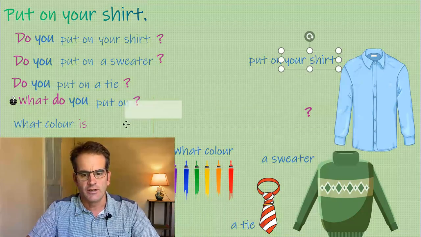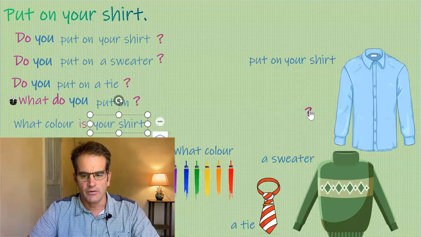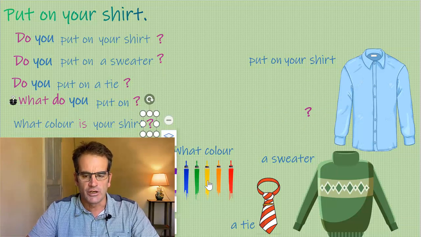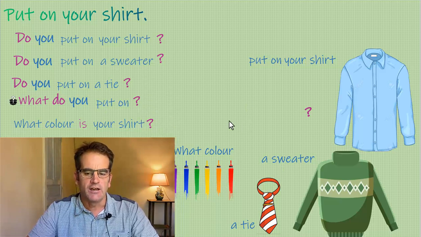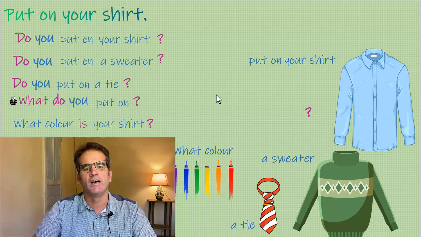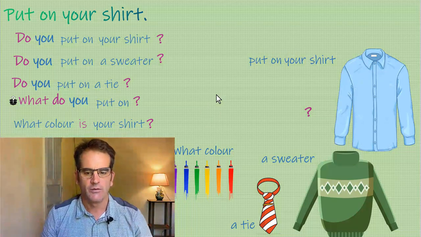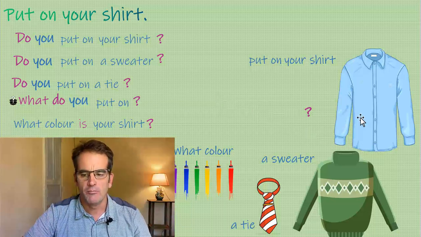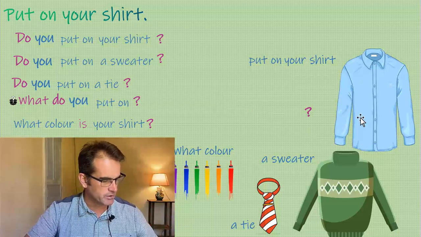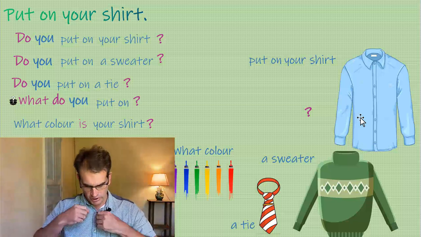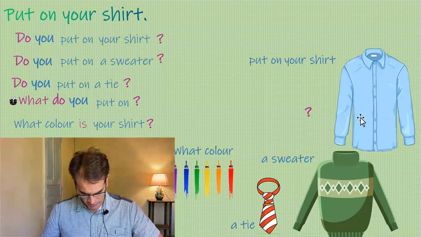What color is your shirt? Is your shirt yellow? Or is your shirt orange or red? Green or blue or purple? What color is your shirt? Well, your shirt is blue, light blue. So you put on your shirt.